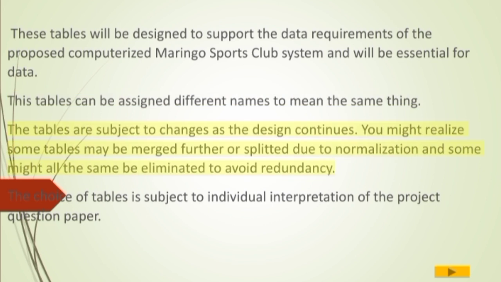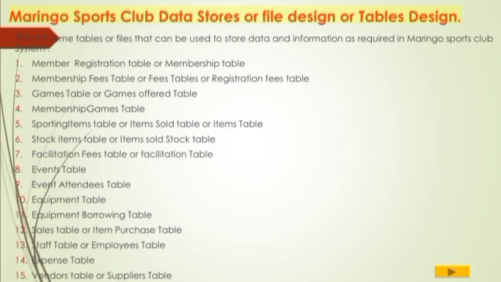The tables are subject to changes as the design continues. You might realize some tables may be merged or split due to normalization, and some might also be eliminated to avoid redundancy. The choice of tables is subject to individual interpretation of the project question paper. Maringo Sports Club data stores: file design or tables design.